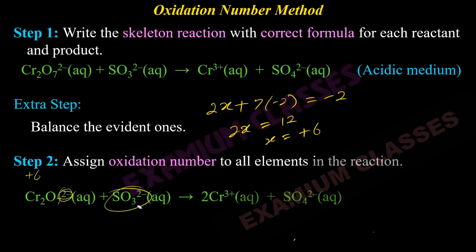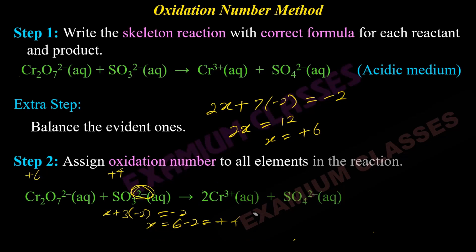Now here, oxygen will have oxidation state -2. I will not bother about it. I will bother about sulfur. It can change its oxidation state. So to calculate the oxidation state of sulfur here, I'll assume that the oxidation state of sulfur is X, then 3 times oxygen, that is -2, equals the total charge here, -2. So X will be equal to 6 minus 2, that is +4. So sulfur will have oxidation state +4.